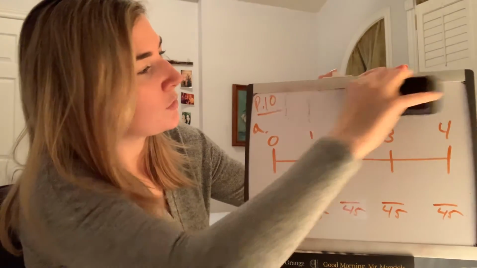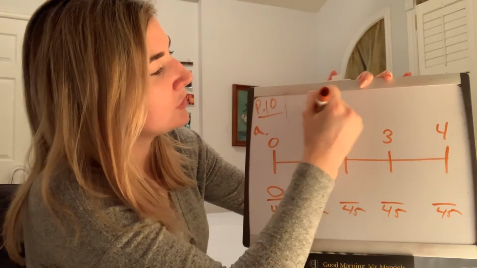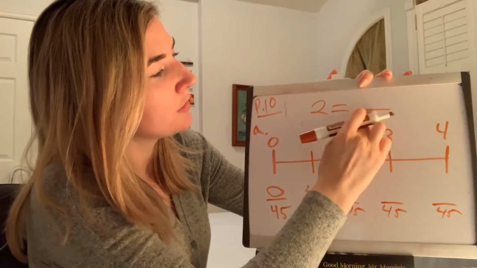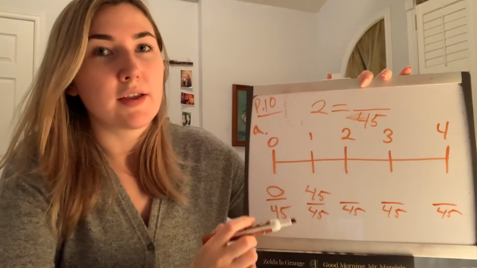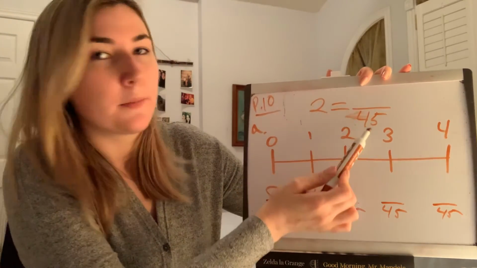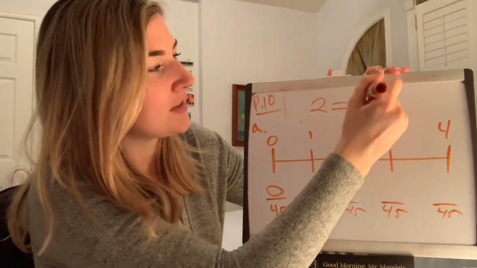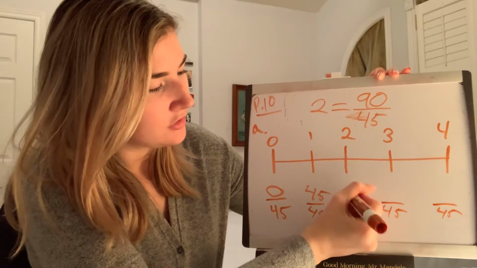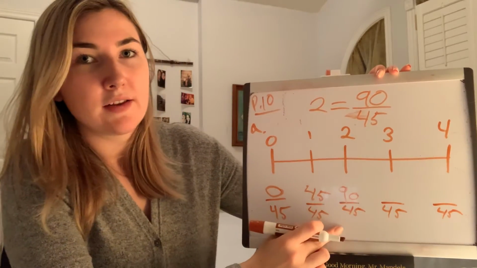And for our next whole number, 2, we have 2 equals top number over 45. Again, you're going to multiply your whole number by your bottom number. So 2 times 45 equals 90. So there's our fraction for our whole number of 2. So we have 90 over 45.